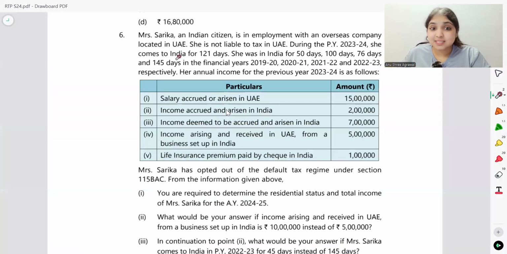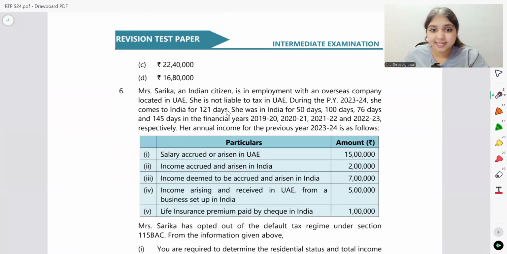The question says Mrs. Sarika, an Indian citizen. Okay, she's an Indian citizen. She's in employment with an overseas company located in UAE. So she's working in UAE. She is not liable to tax in UAE. As soon as you see the sentence, deemed resident concept is what comes to your mind. She is not liable to pay tax in UAE. So you're connecting it with the last condition of deemed resident, that she's not liable to pay tax in any country. We'll understand that as I go to the deemed resident concept in some while.